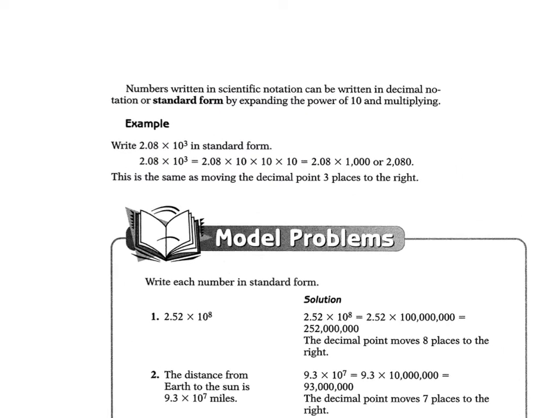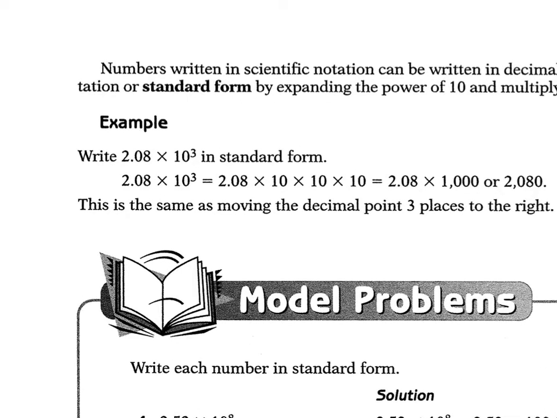Numbers written in scientific notation can be written in decimal notation or standard form by expanding the power of 10 and multiplying. So here we're going the opposite way. It gives us a number in scientific notation and we need to put it into standard form. So the exponent just tells us how many times we're moving the decimal. Since it's positive, we're going to make this a bigger number, so we move it to the right. So we would move our decimal 3 times. So 1, 2, 3. So this becomes 208, and then we would just need to add a 0, and then we put our comma there. So we have 2080.